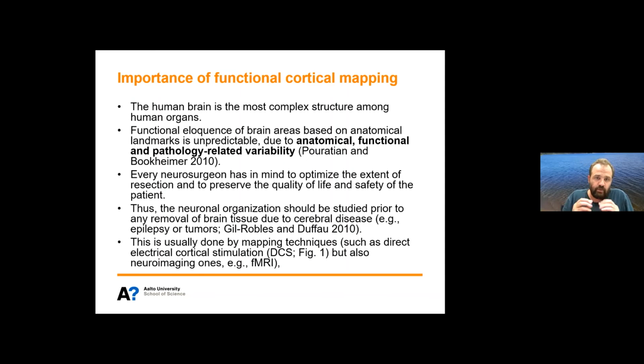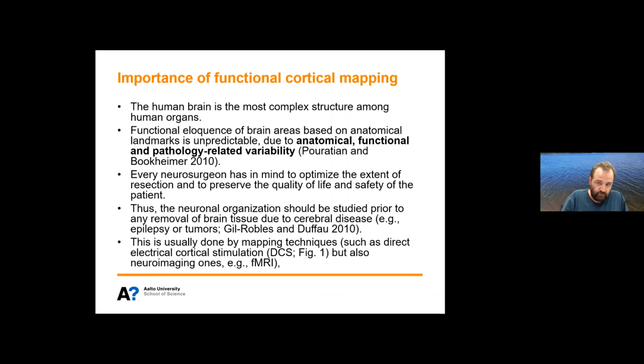So the perspective of neurosurgery and of the neurosurgeon is to optimize the extent of the resection and to preserve the quality of life. Neuronal organization has to be studied before. What usually happens is that in surgeries, the brain is studied at that point. So a priori information is very important.